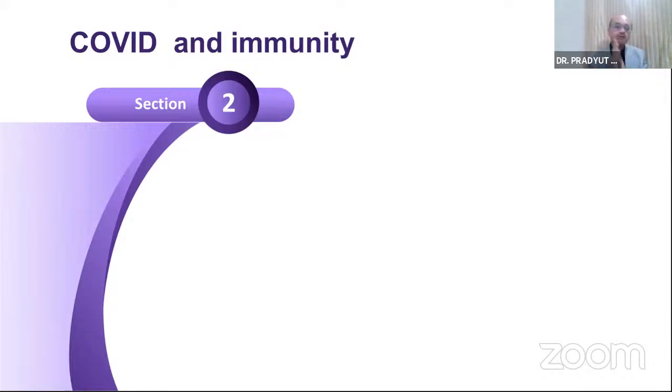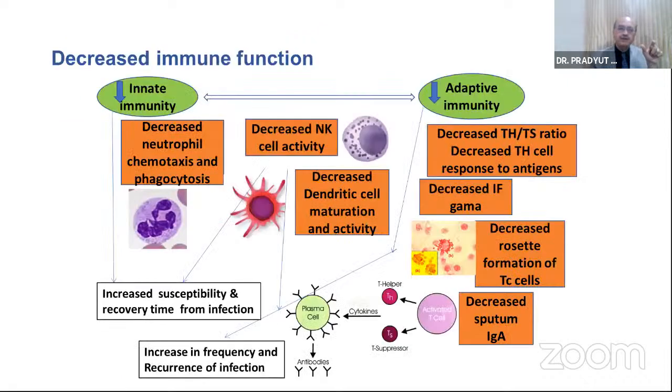Our third component, now we move on to COVID and immunity. Here we will discuss what happens to immunity in COVID as such. COVID, we all know, again, is a virus infection. So this is exactly the same thing that occurs in any other viral infection or bacterial infection, which we have discussed. Both the innate immunity and the adaptive immunity are reduced here also, but then there are certain specific things with regard to COVID.